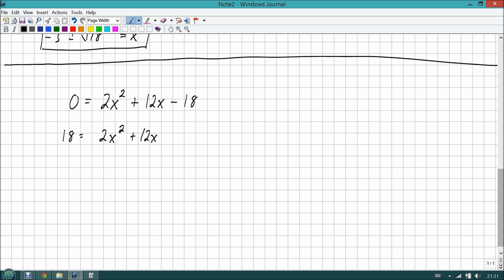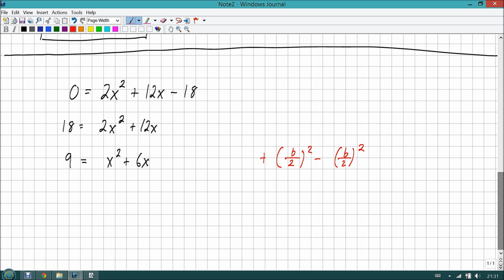Now before I can add 0, I need to get rid of the number that's in front of the x squared. So to do that, I'm going to divide both sides by 2. When I do that, I get 9 is equal to x squared plus 6x. And from here, it's pretty much the same as before. We are going to add and subtract b over 2 squared. b is 6, so we're going to both add and subtract 9 to both sides.